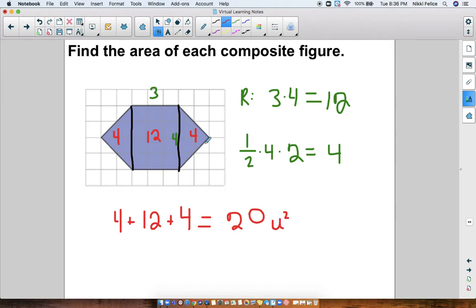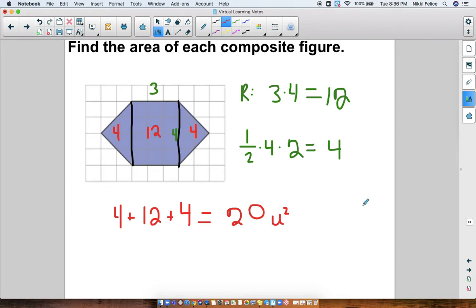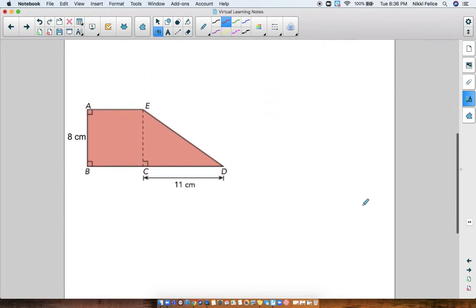Okay, so all I'm doing is taking the shape and I'm breaking it into other shapes that I know how to find the area of, and then I can add them all together at the end. So now that you know how to do those 3 shapes, you'll be able to find the area of everything else.